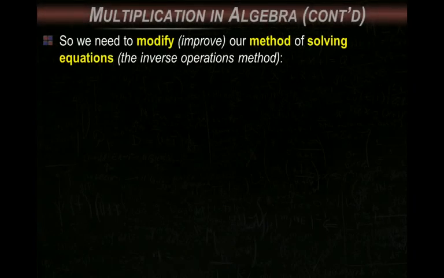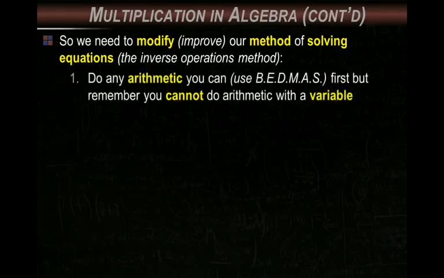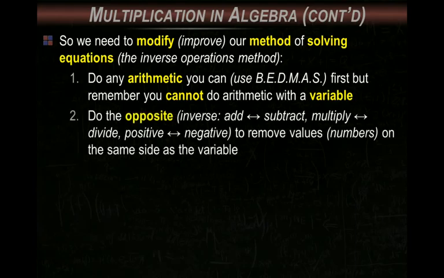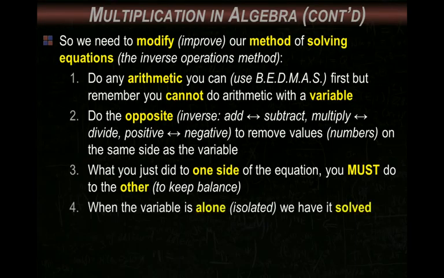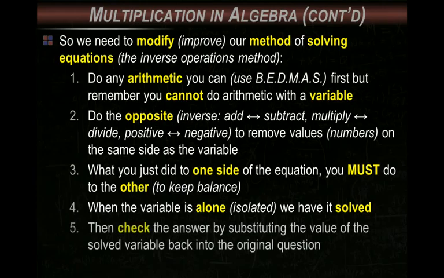Okay, so let me show you how it's going to work now. Okay? This method is called inverse operations. Again, inverse just means opposite. Okay? You don't have to call it that. I don't care. All right. So here's our steps now. I'm going to modify the steps. 1, do our arithmetic if we can. Then do the opposite. Always do the opposite. And remember, adding and subtracting are opposites. Multiplying and dividing are opposites. Positives and negatives are opposites. Okay? What you do to one side, you must do to the other. That's the balance part. So here's the important things. Opposites, balance. Again, coming in. Finally, when the variable's all alone or isolated, we're done, and then we can check it.